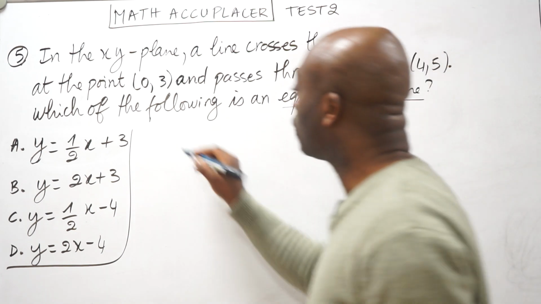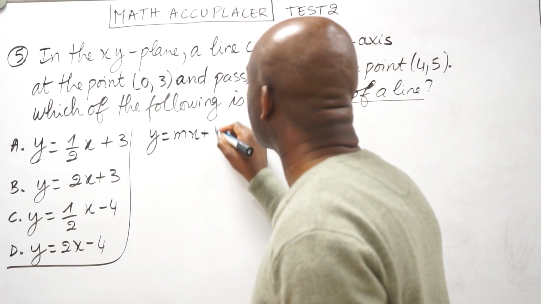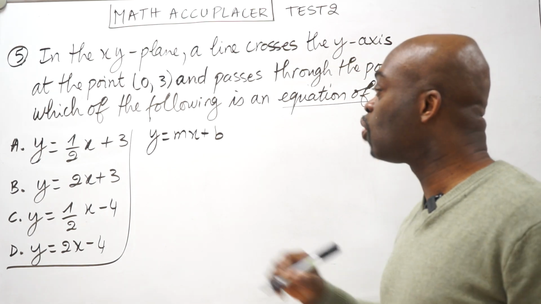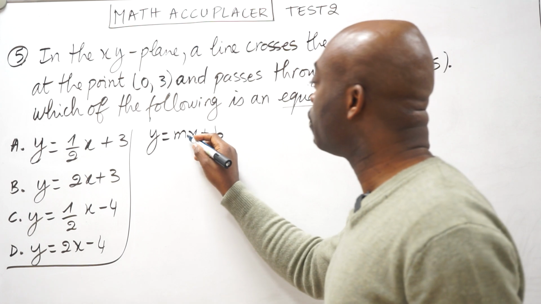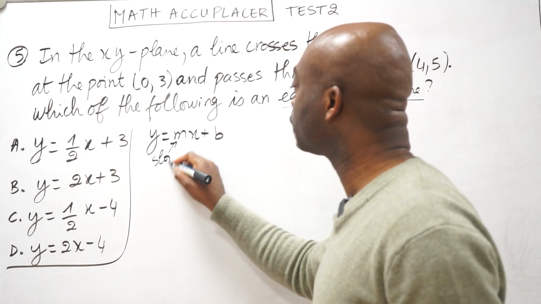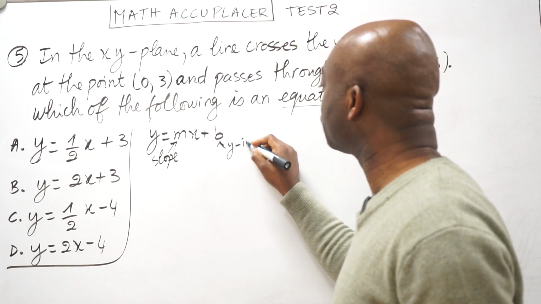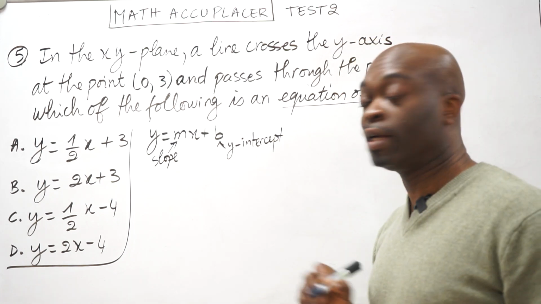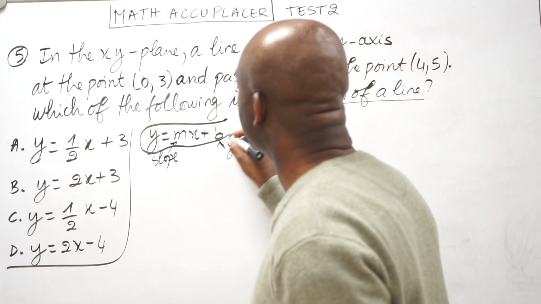Okay? So let's write out a generic straight line equation, which is y equals mx plus b, okay? And in that one, we have m, which is what we call the slope, and then we have b, the y-intercept. Okay? So from here, that's how we're going to get our equation. So what do we need?